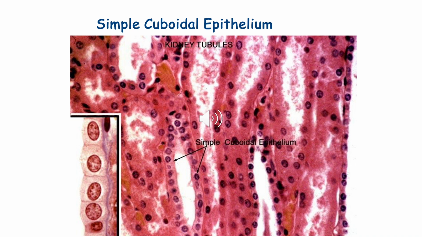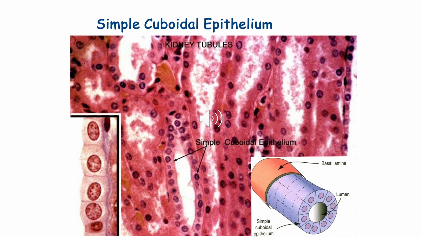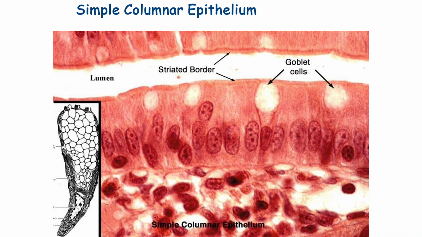When you look at this one, it's more cuboidal in nature. The cells are spherical, and the nuclei also look spherical. So this is a cuboidal type of lining epithelium. The insert here also confirms exactly what we are trying to describe with the micrograph, having cuboidal, more or less spherical nature for a simple cuboidal epithelium.